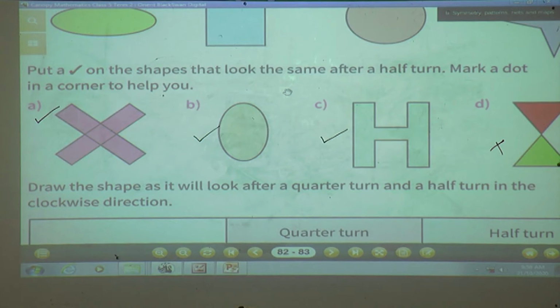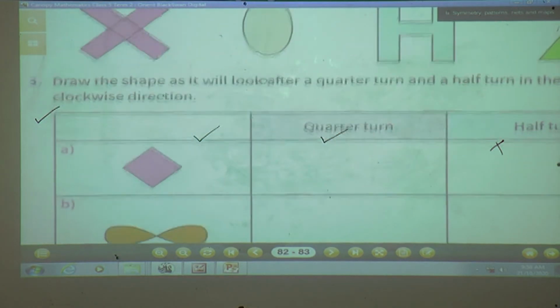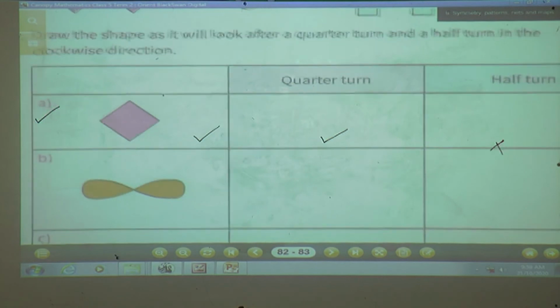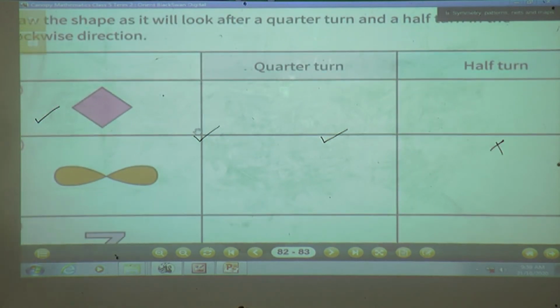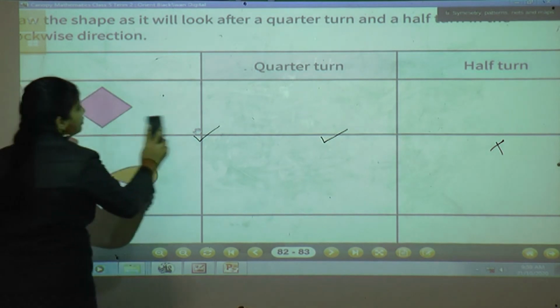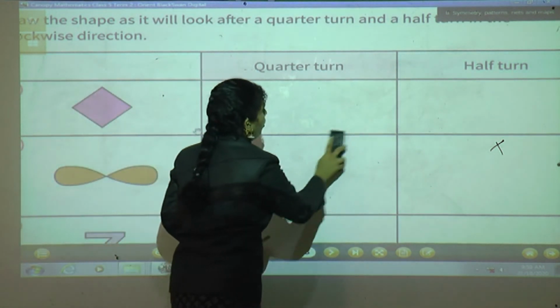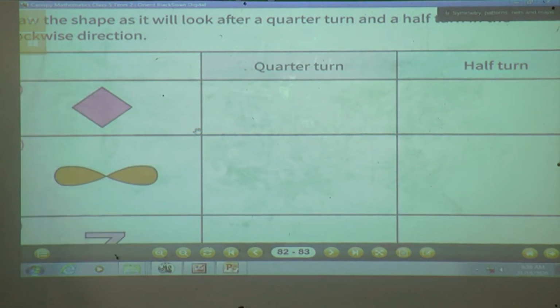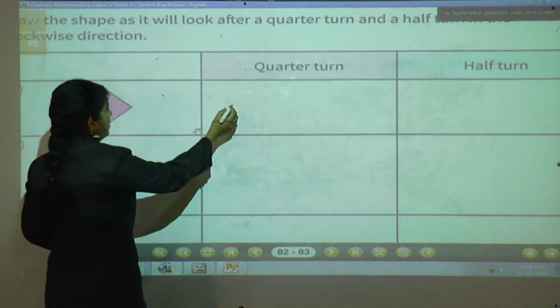Okay. So students, third one, draw the shapes as they will look after a quarter turn and half turn in the clockwise direction. Now all of you know the clockwise direction. Yes, you know quarter turn also and half turn also. Now students, this figure after a quarter turn, how will it look? Yes, students, tell me the answer. It will look like here.